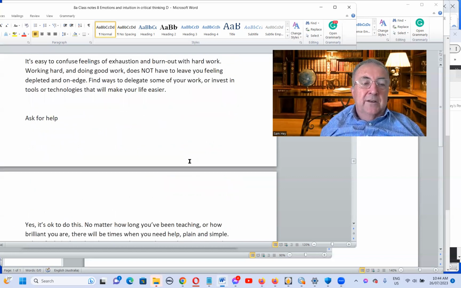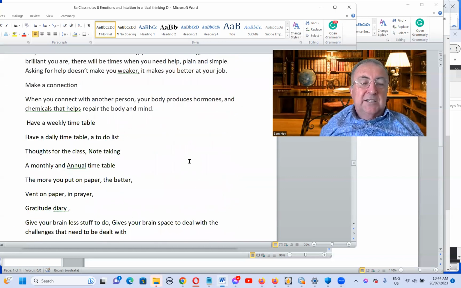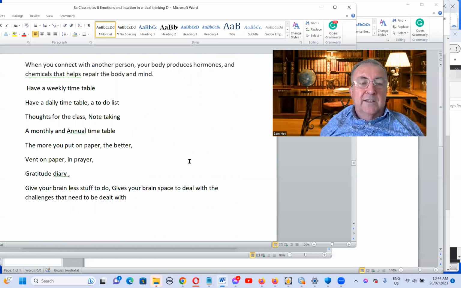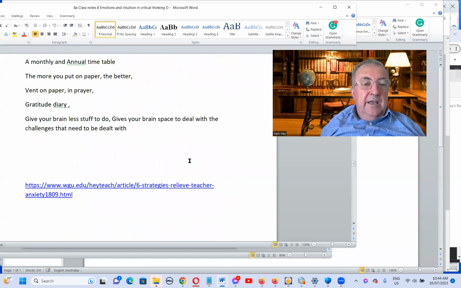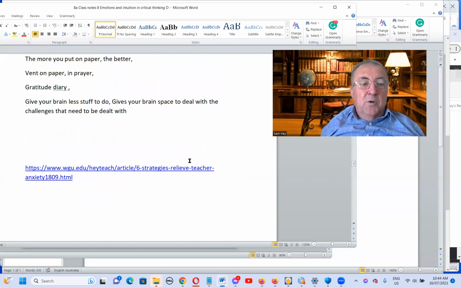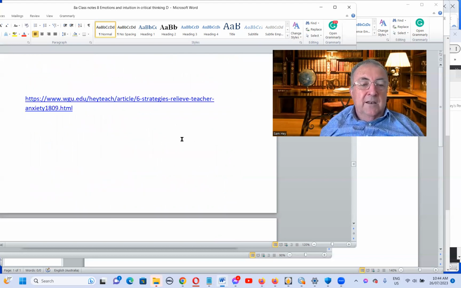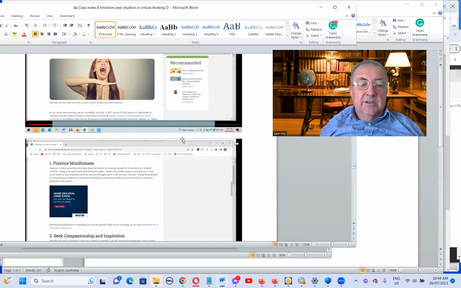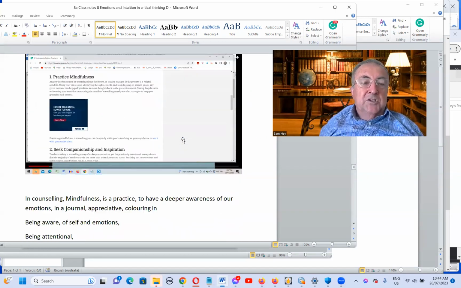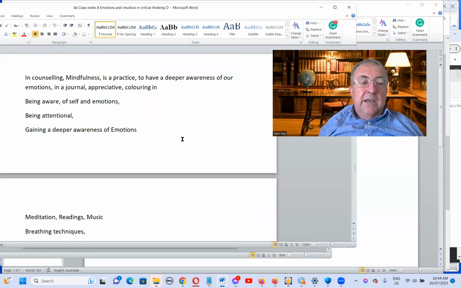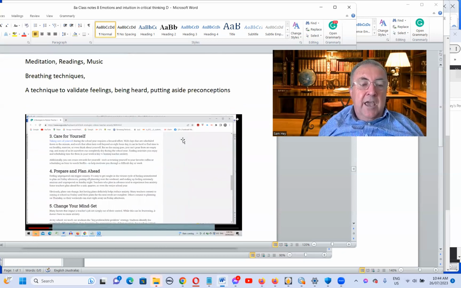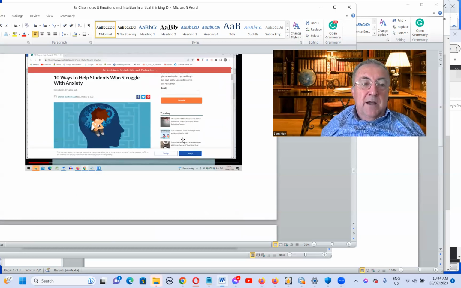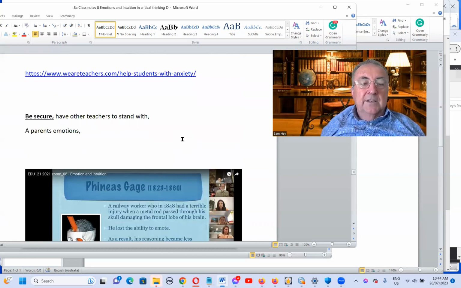Work smarter and harder. Talk to others. Ask for help. Work through with others. Have a weekly and monthly and yearly and daily timetable. Develop a gratitude diary where you write down things that you can be grateful for. So there's lots of strategies to help with teacher stress and anxiety and conflict, and I encourage you to practice healthy living in order that you might be able to pass that on to others.